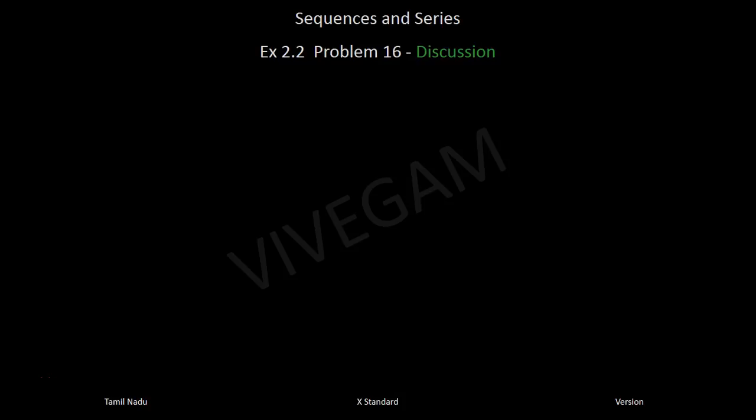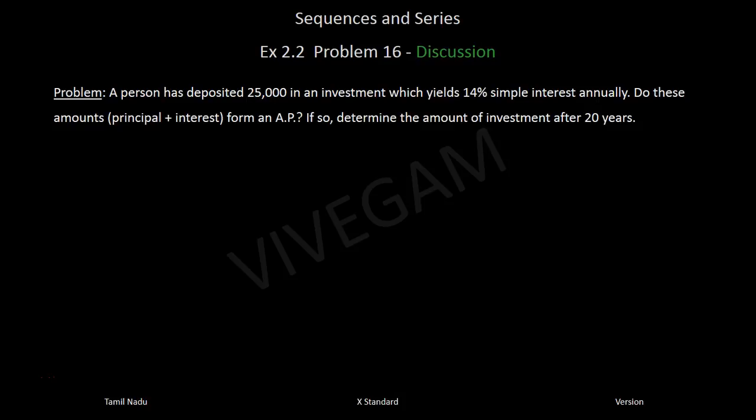Okay, exercise 2.2 problem 16. Let's read the problem. A person has deposited 25,000 in an investment which yields 14% simple interest annually. Do these amounts, principal plus interest, form an AP? If so, determine the amount of investment after 20 years.